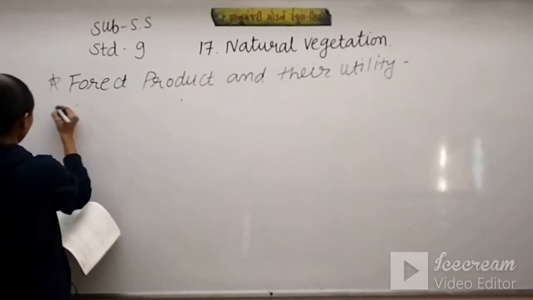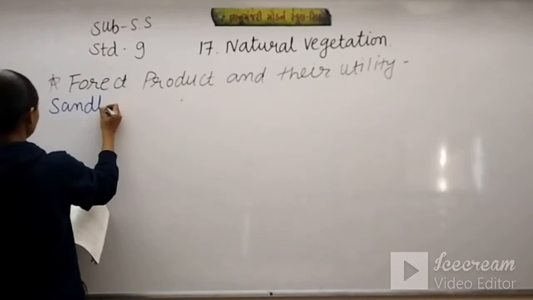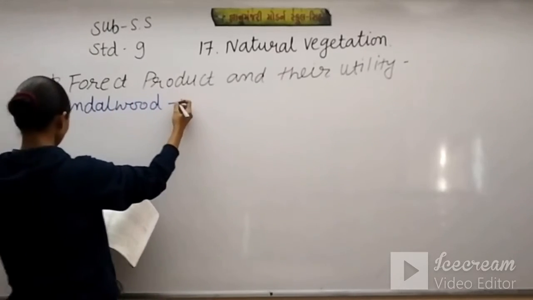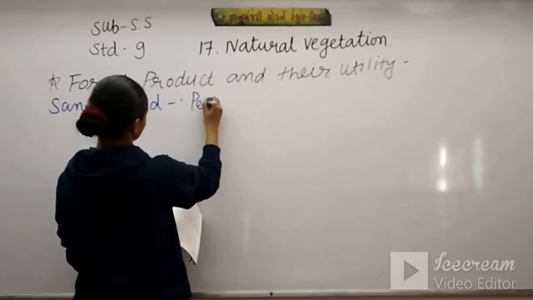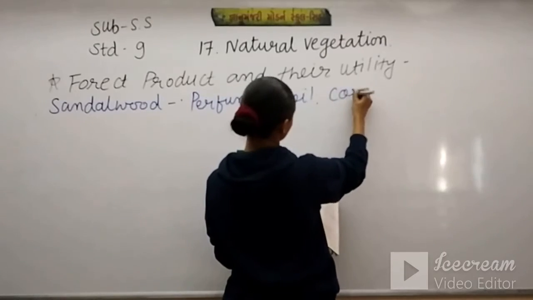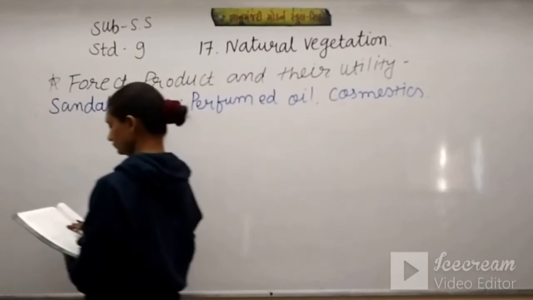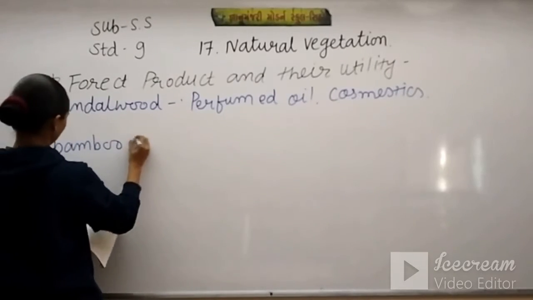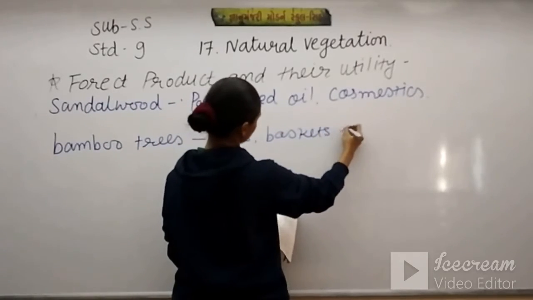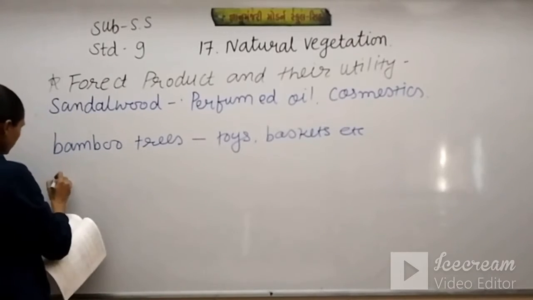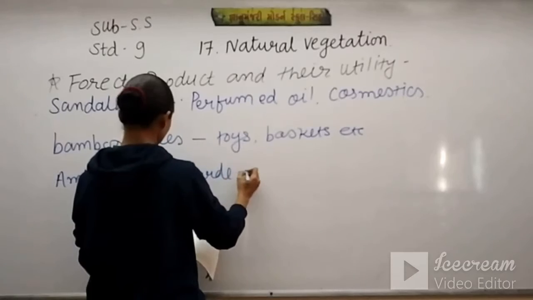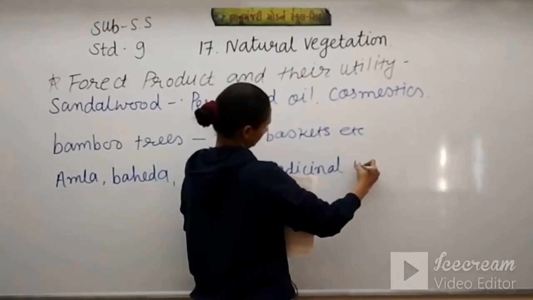Another use is sandalwood for perfume oil, and bamboo trees for toys, baskets, etc. Amla, Behda, Harde, these have medicinal utility.